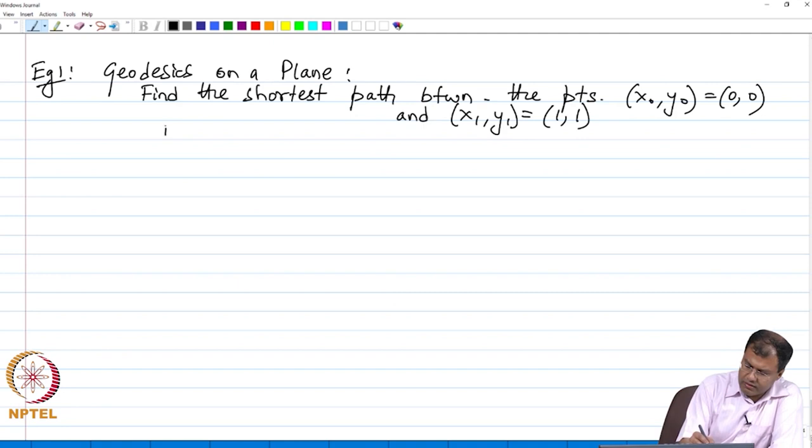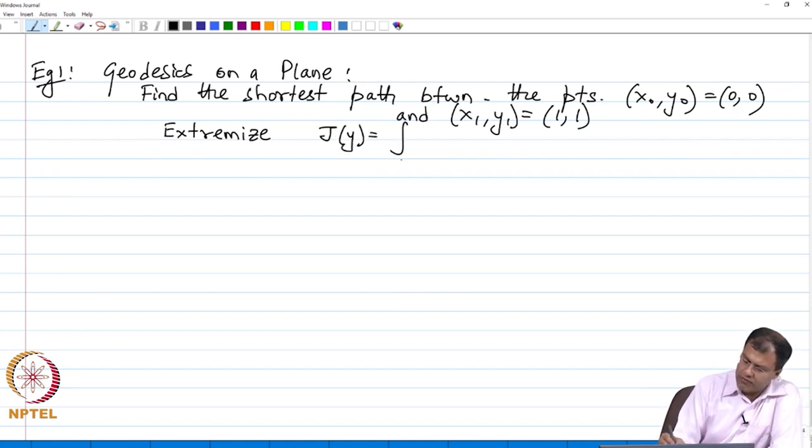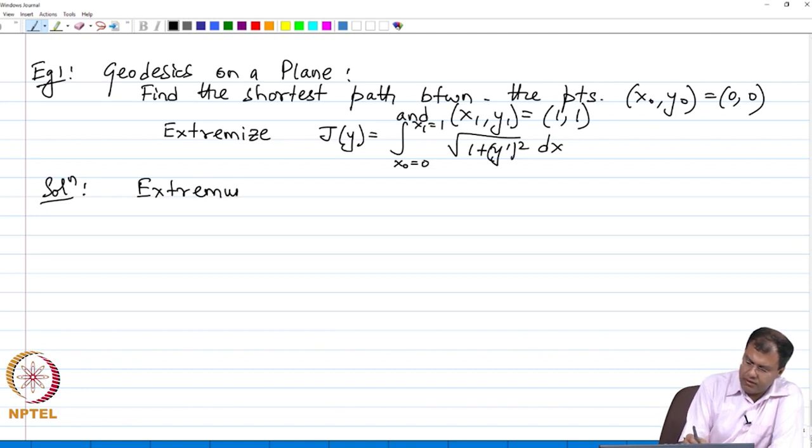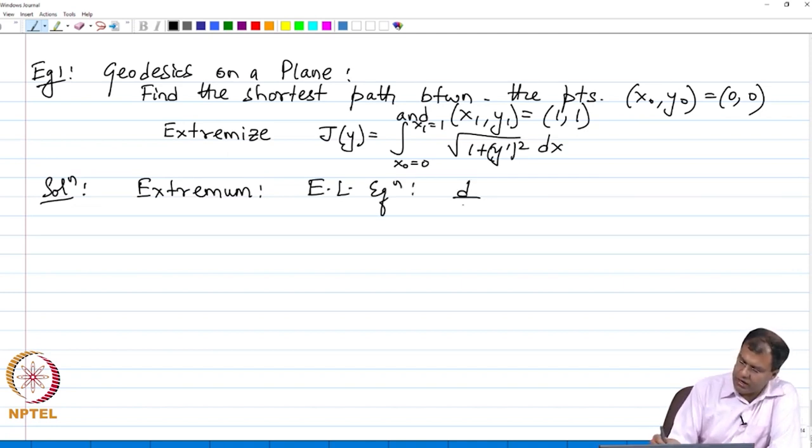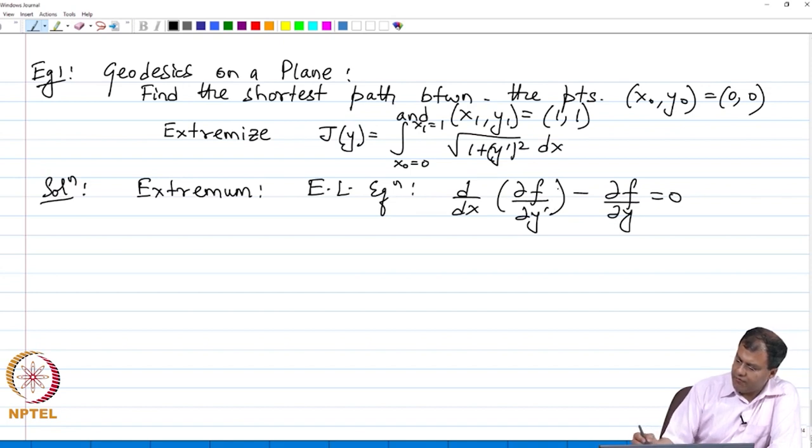So, given these fixed points, we have to extremize J of y, which is the functional from x0, which is 0, to x1, which is 1, of the total arc length of the curve, which is the integral of square root of 1 plus y prime squared dx. So, this is my arc length functional. Now, to find the extremum, I have to satisfy the Euler Lagrange equation. Let me first write the Euler Lagrange equation, and then it is easier to see how it simplifies.